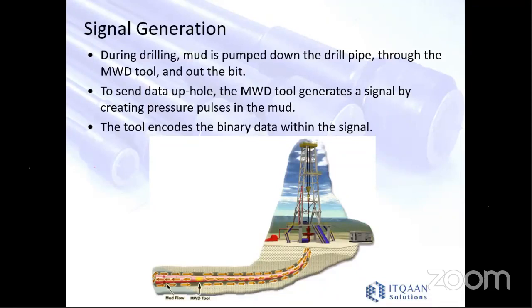How we speak with MWD normally, either in Schlumberger or most companies, is that each time we shut the pump off, the MWD tool will understand that we need a measurement, regardless of whether we need it or not. So whenever the pump is off, the tool is taking measurement. And as soon as we bring the pump up, the tool starts sending the measurement uphole. Okay, so the tool is encoding the binary data within the signal and it travels all the way inside the drill string to the surface.